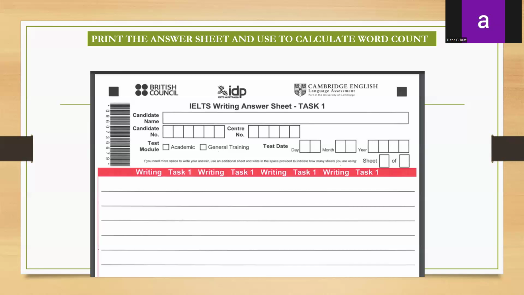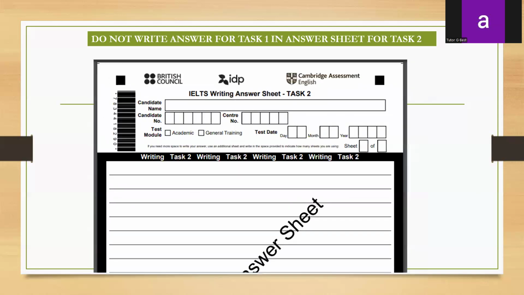Now, so that you know how many lines will give you the minimum word count, on exam day you don't have to count. The same thing with Task 2. Print the official answer sheet to know how many lines give you the minimum word count so you don't waste time counting in the hall.